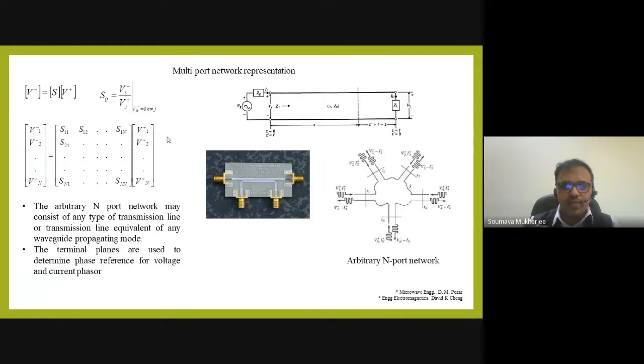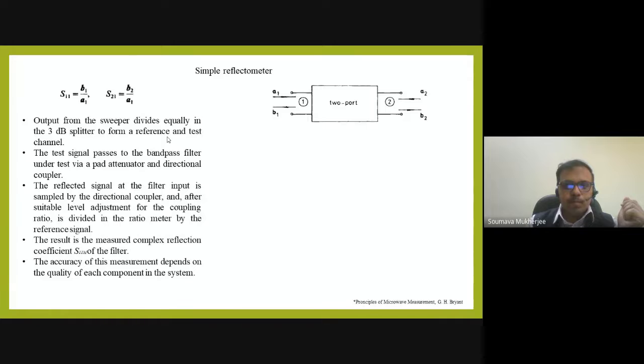If you do it with pen and paper, when it comes to measurement, people typically only mention this S matrix. They measure the S matrix with some instrument, and how that is done is what I am going to discuss today. The simplest thing we can think of for the measurement of the S matrix is called a simple reflectometer.